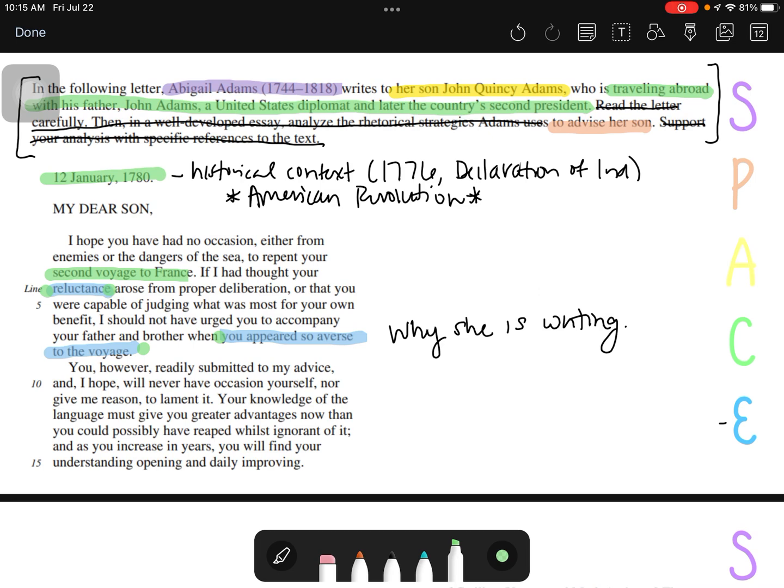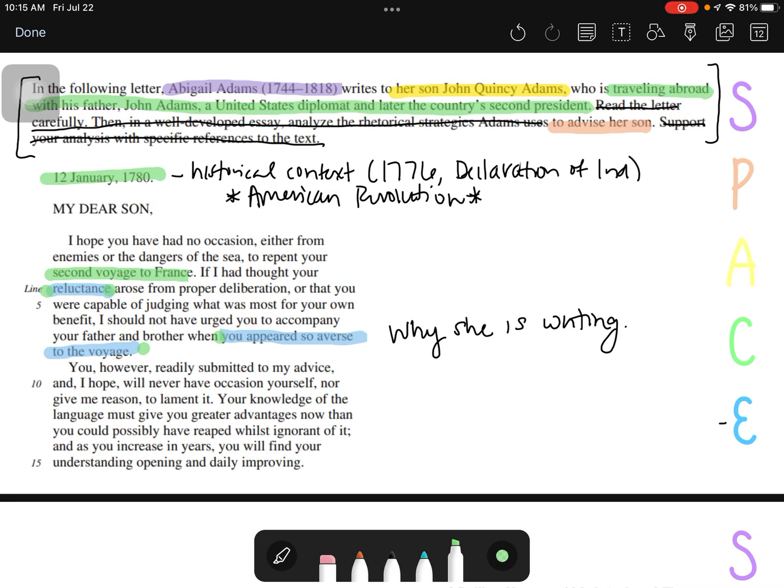All right, next paragraph. You, however, readily submitted to my advice, and I hope will never have occasion yourself, nor give me reason to lament it. Your knowledge of the language must give you greater advantages now than you could possibly have reaped whilst ignorant of it, and as you increase in years, you will find your understanding opening and daily improving.